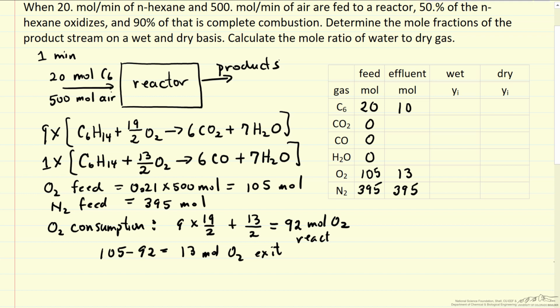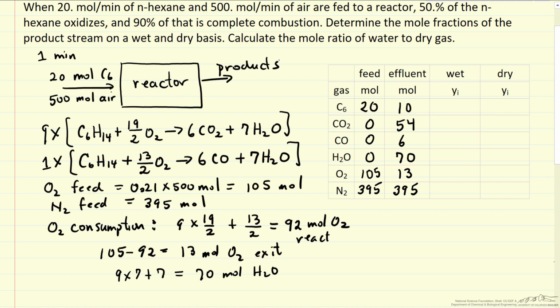We have 395 moles of nitrogen, and nitrogen doesn't react, so 395 leave. For CO2, the first reaction is 9 times, each reaction 6 CO2, so 54 moles of CO2. The second reaction gives 6 moles of CO. And water is in both reactions, so 9 times 7 for the first reaction plus 7, so that's 70 moles of water. Now we have the moles.